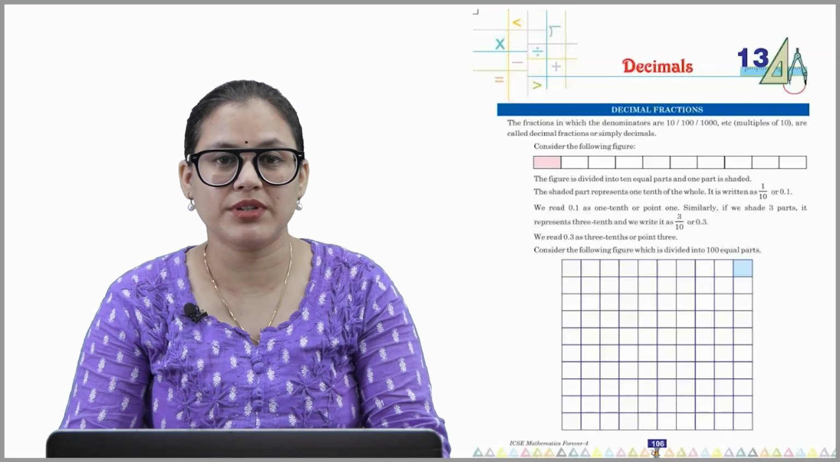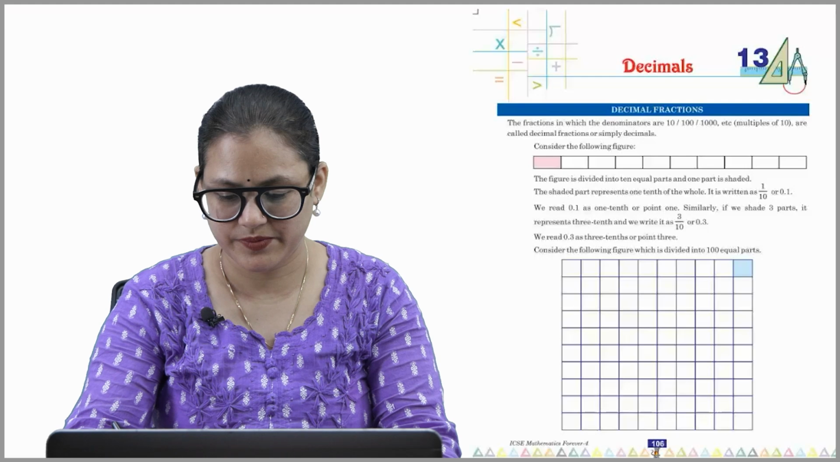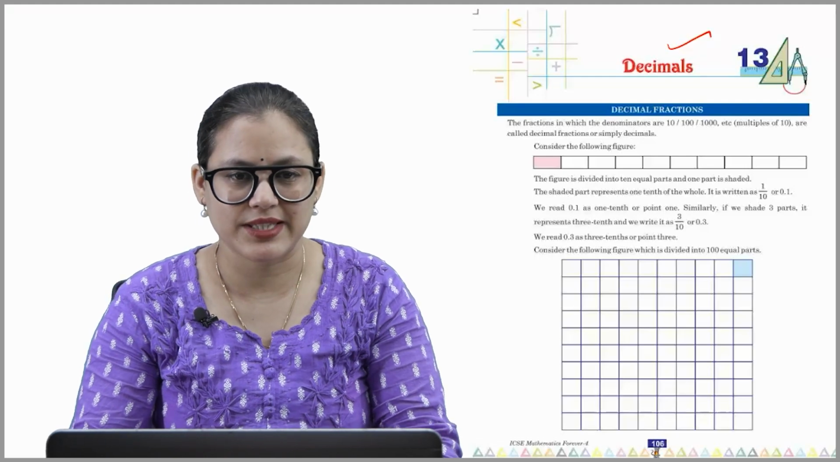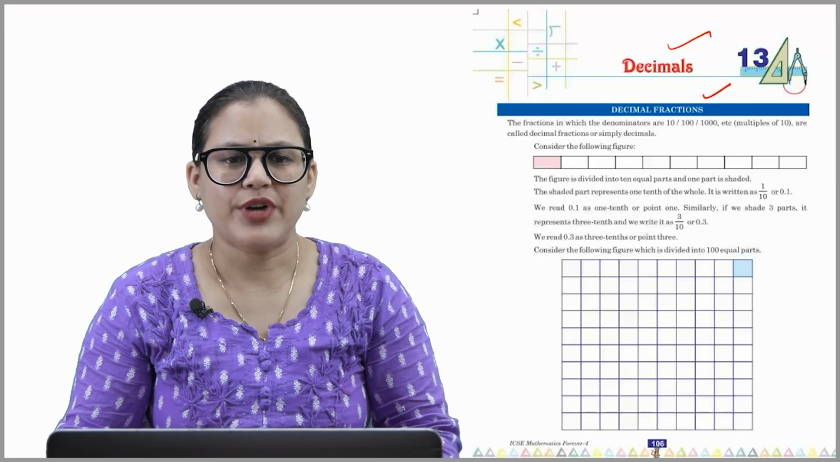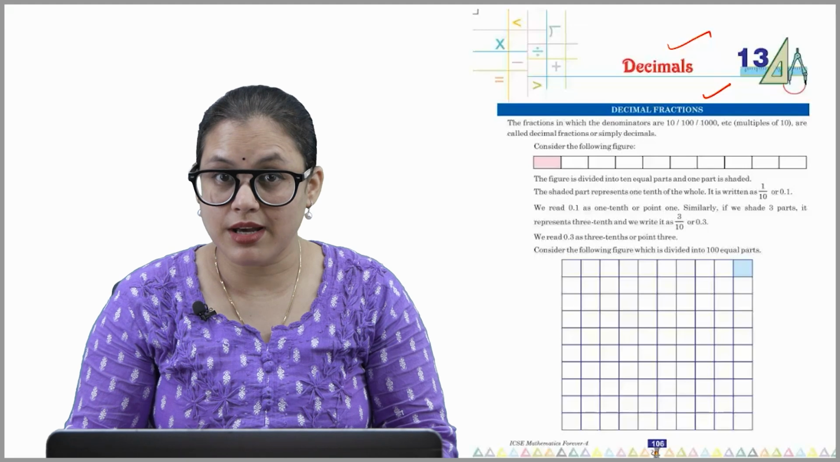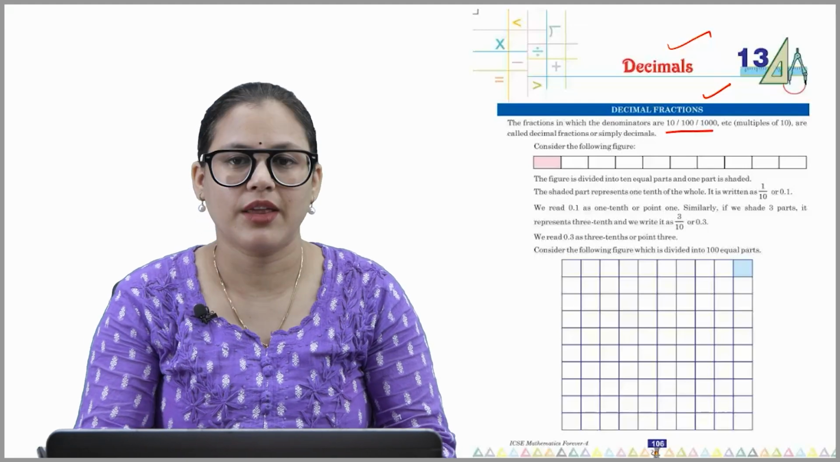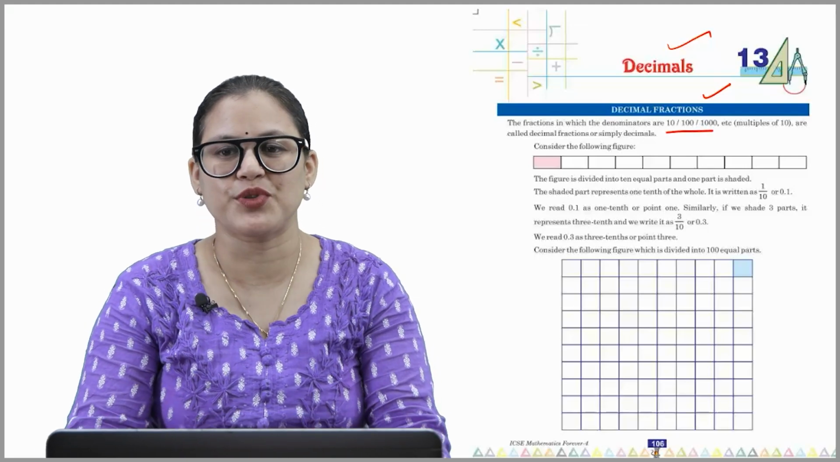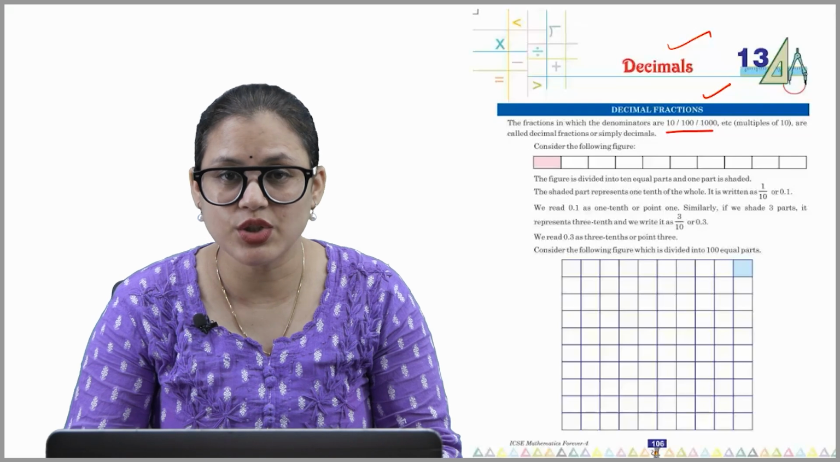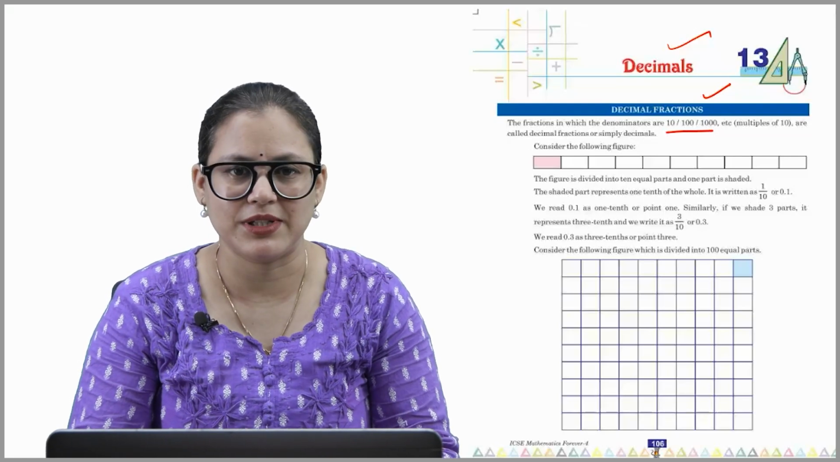Let's start today's chapter, decimals. Decimal fractions. The fractions in which the denominators are 10, 100, 1000, etc., that is multiples of 10, are called decimal fractions, or you can simply call them decimals.